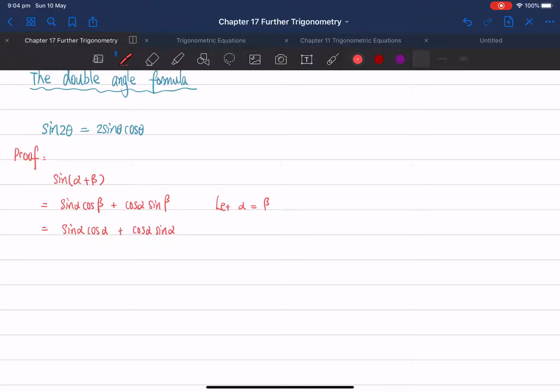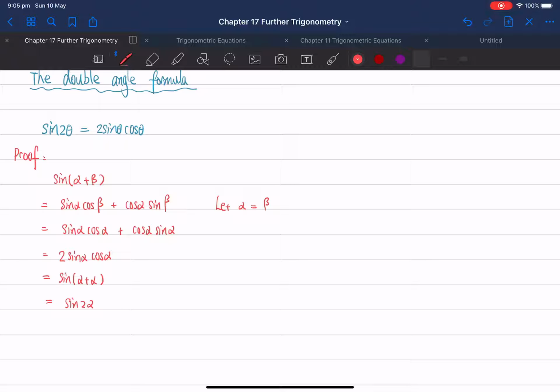Imagine we treat everything in terms of alpha. That gives you 2 times sine alpha cosine alpha, which is equivalent to the previous one we had before. Then we simply replace beta with alpha, so we get sine alpha plus alpha, which is equal to sine 2 alpha. All right, so that's how you prove it, and that is the double angle formula for sine.